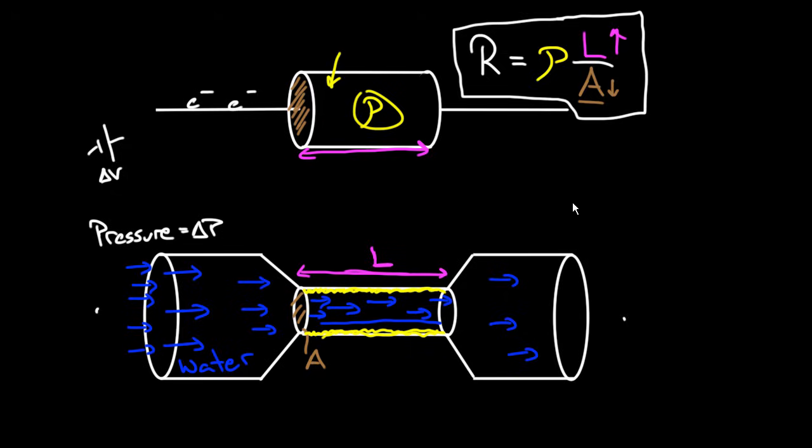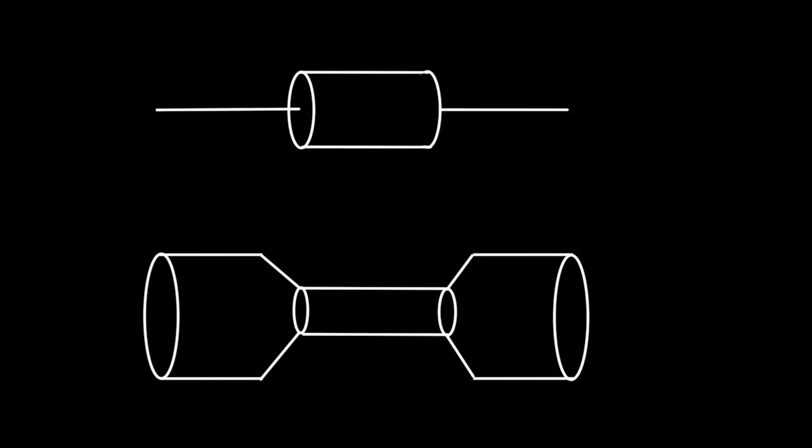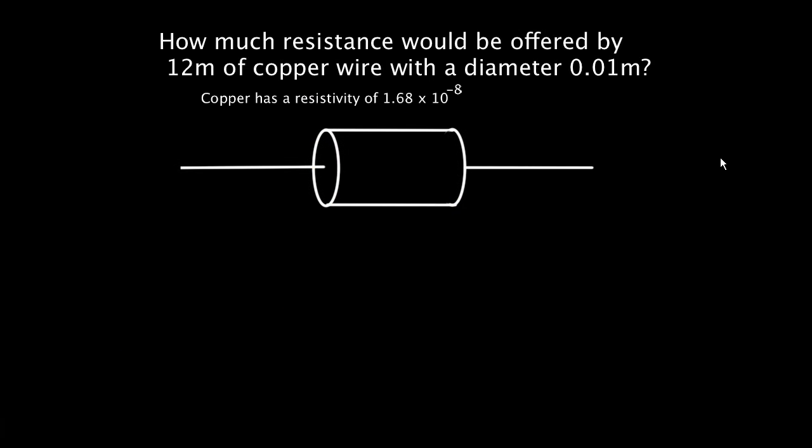But just in case, let's do an example. Let's get rid of all this. And let's say you got this question: how much resistance would be offered by 12 meters of copper wire with a diameter of 0.01 meters if copper has a resistivity of 1.68 times 10 to the negative 8th? Now what units does resistivity have? Turns out resistivity has units of ohm meters, so ohms times meters. Well, let's try this out. We've got to use our formula. Remember, R equals rho L over A.